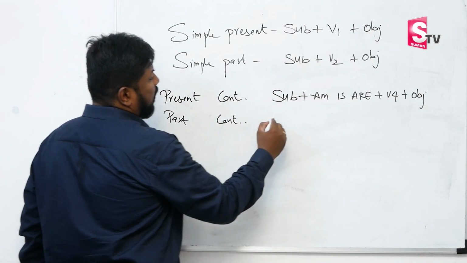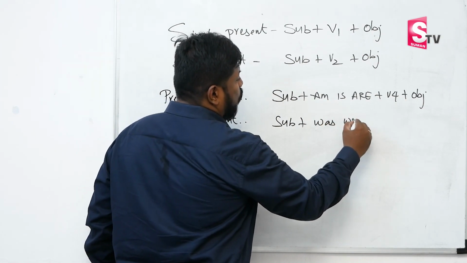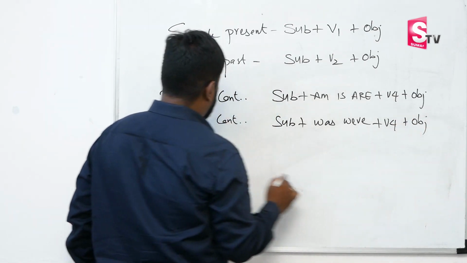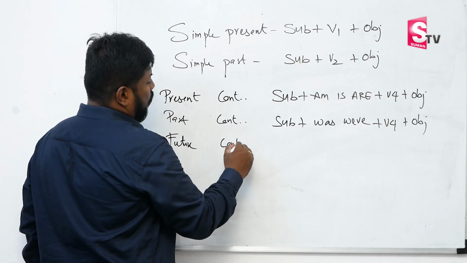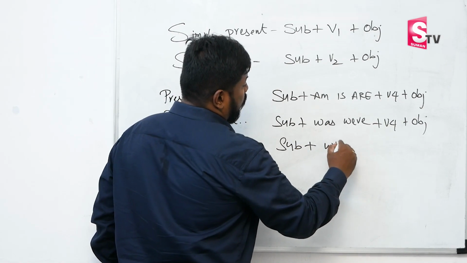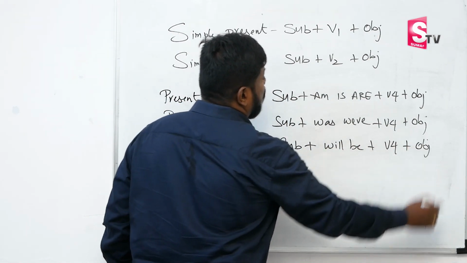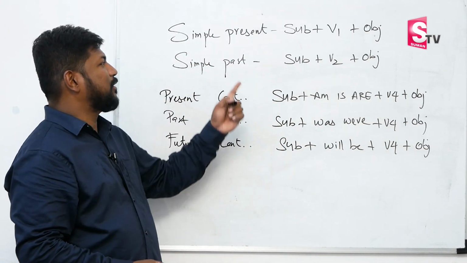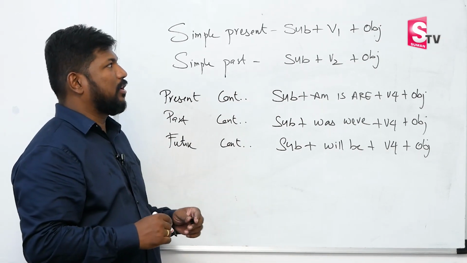Past continuous is subject plus was, were plus V4 plus object. Future continuous is subject plus will be plus V4 plus object. Isn't that interesting? Simple present, simple past, present continuous tense, past continuous tense, and future continuous tense.